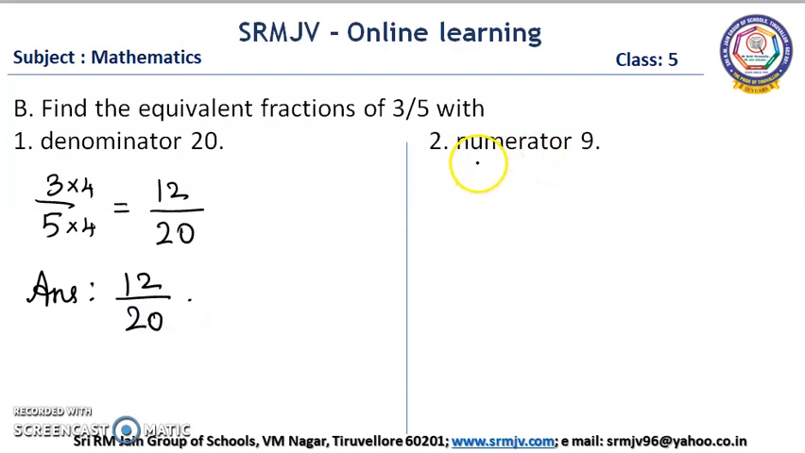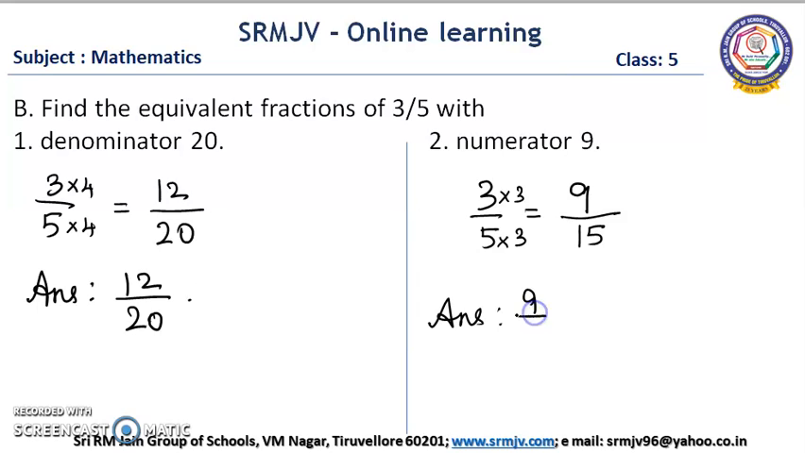Now, we are going to find the equivalent fraction of 3 by 5 with numerator 9. The given fraction is 3 by 5. We need the numerator 9. In the 3 table, when do you get 9? 3 3s are 9. So, by the same number 3, we have to multiply the denominator also. 5 3s are 15. So, 9 by 15 is the equivalent fraction with numerator 9. Is it clear, children? So, the answer is 9 by 15. Can you understand?